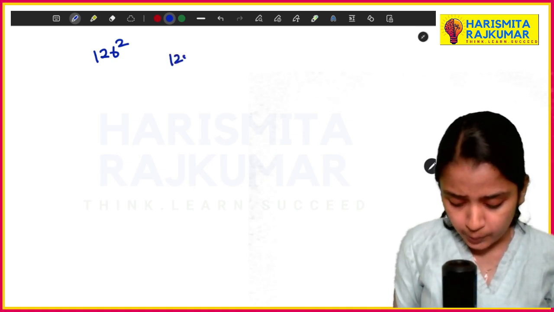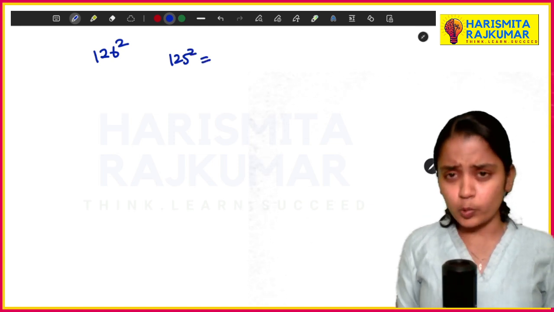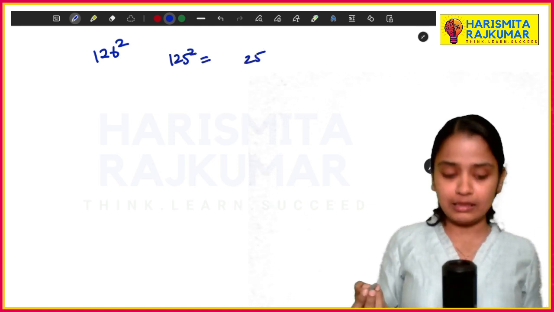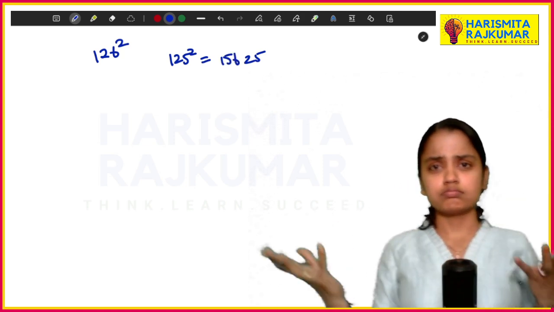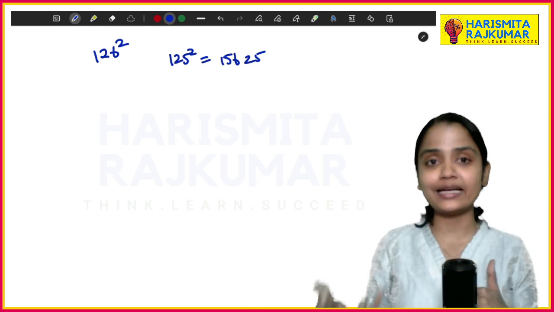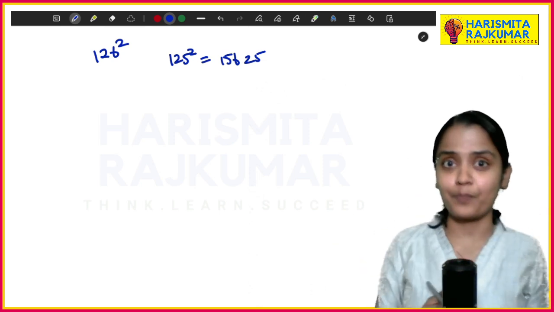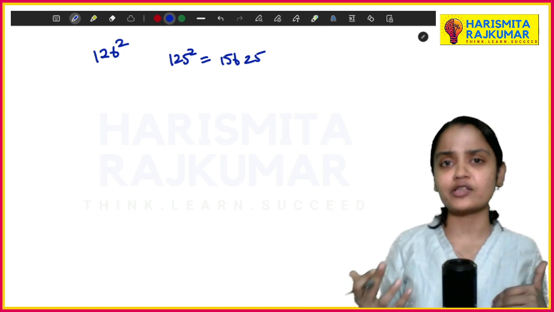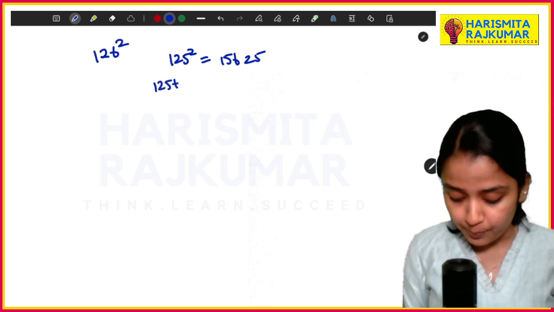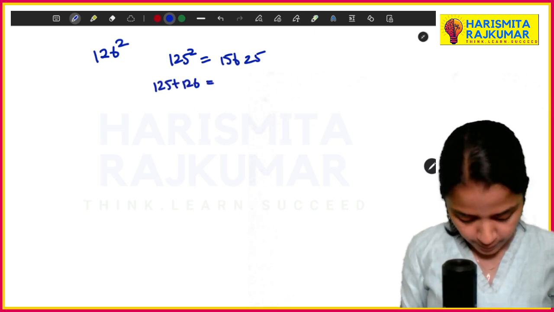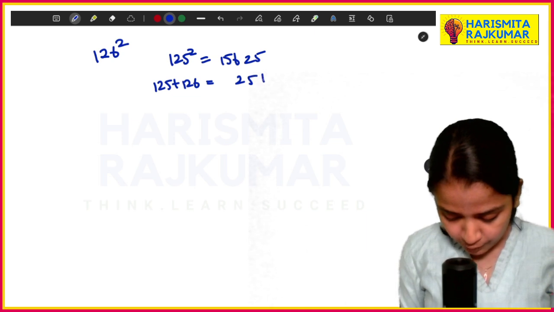The predecessor of it is 125 square. So 125 square, you know, it is 25 and 12 into 13, I'll be getting 156, right? So you're just wondering how I'm quickly solving 125 square. Please check part 2 video for finding squares of numbers ending with 5. So now what I'm supposed to do, I have to add the predecessor and the exact number. I'll be getting 251, right?